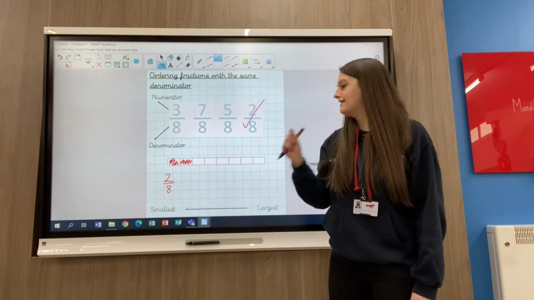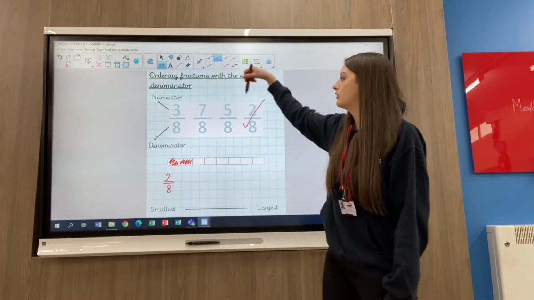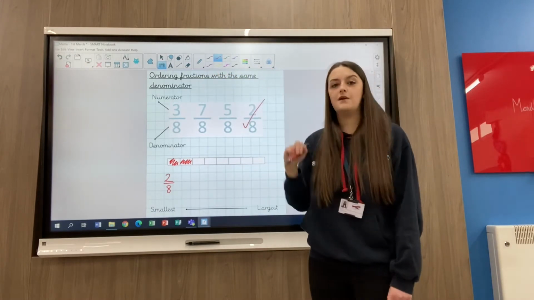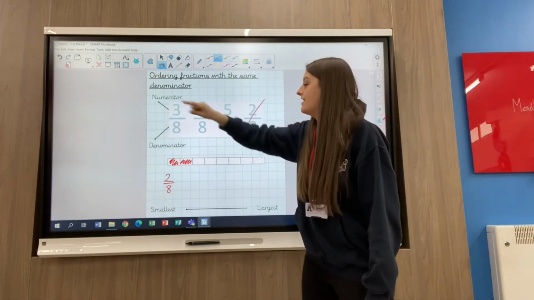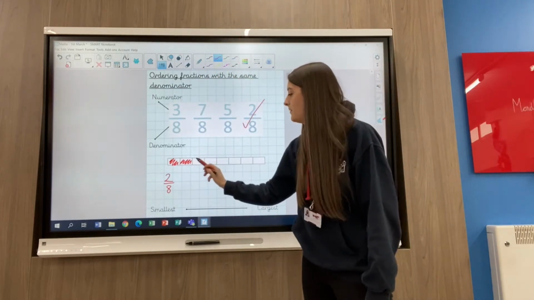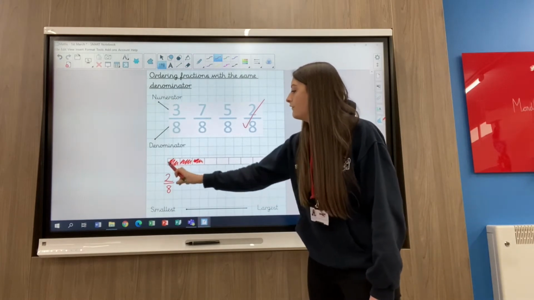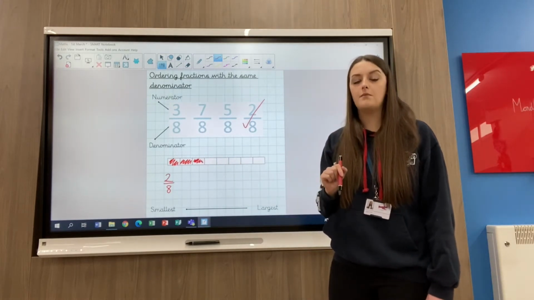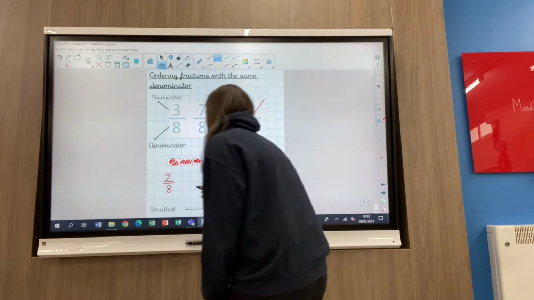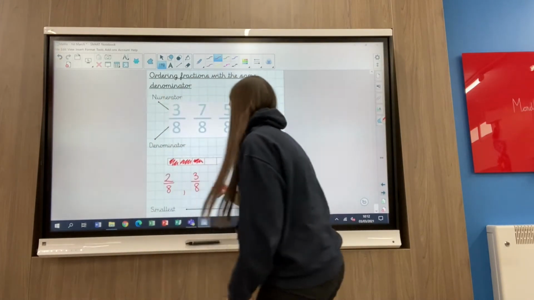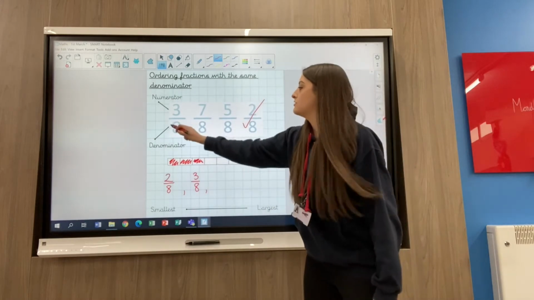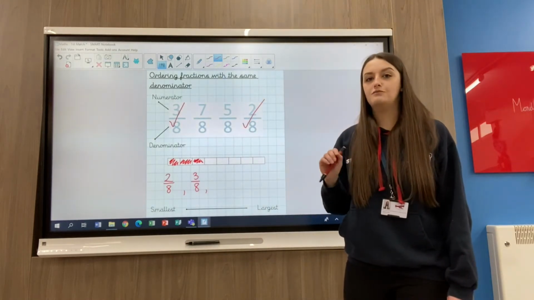Have you spotted the next biggest fraction? So look at the numerators, which is the next biggest number after 2. Oh, if you said 3/8, well done, because then we're getting bigger. 3/8, I've got 3 parts out of those 8 parts. I've got an extra part now. So it goes 2/8, then 3/8, and I'm sure you've spotted which 2 fractions come next.